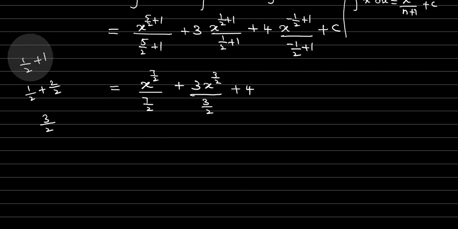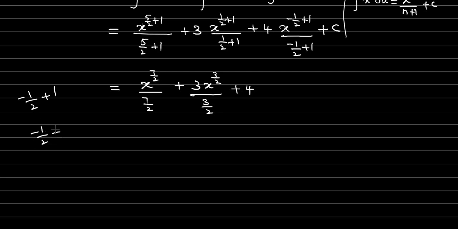Next we have x power minus 1 by 2. Fraction alone I will take: minus 1 by 2 plus 1. Here also the LCM is what? 2 itself. Minus 1 by 2 plus 2 by 2. Now minus 1 plus 2 is what? Positive 1 by 2. So we have x power 1 by 2. And same here also: minus 1 by 2 plus 1, so the same positive 1 by 2, plus c.